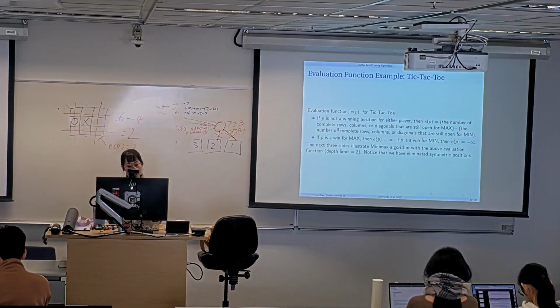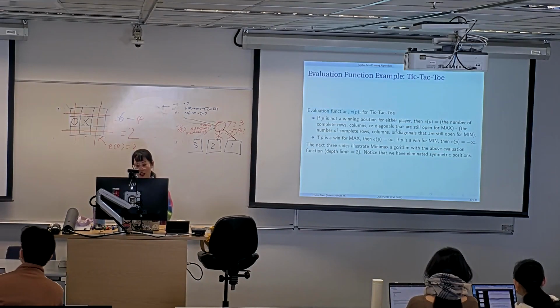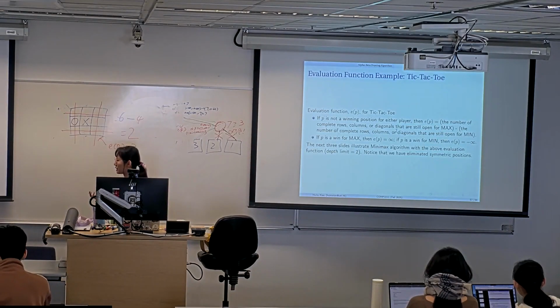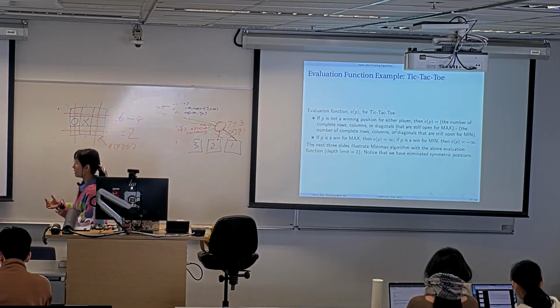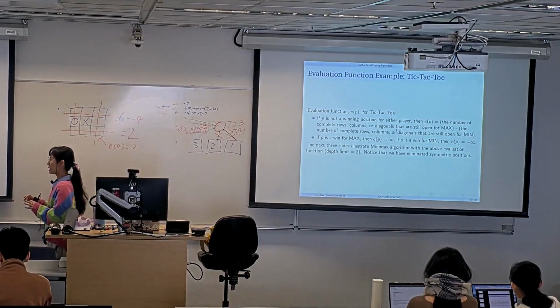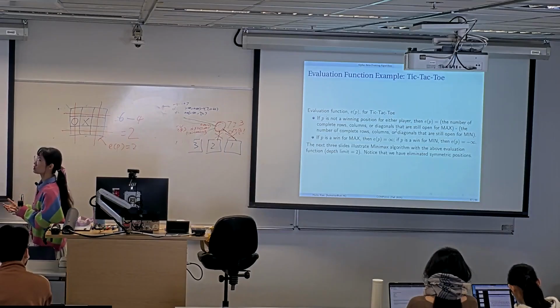And next we will use tic-tac-toe as an example to illustrate the Minimax algorithm with this evaluation. That means we set some depth limit. Now we set the depth limit to be 2. And we use this evaluation function EP to try to simulate a game. And note that later on, in order to reduce some space, we just eliminated all the symmetric positions.